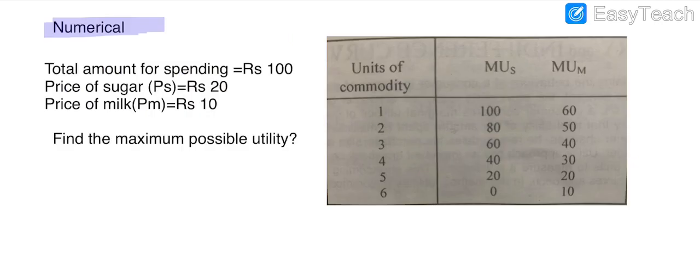Here is a numerical to understand all the concepts of equilibrium. Let's suppose I have two types of commodities which I want to purchase, and the budget which I have is 100 rupees. If I want to purchase sugar, its price is 20 rupees, and if I want to purchase milk, its price is 10 rupees. How do I have to maximize my utility? The marginal utility of sugar and the marginal utility of milk are given.